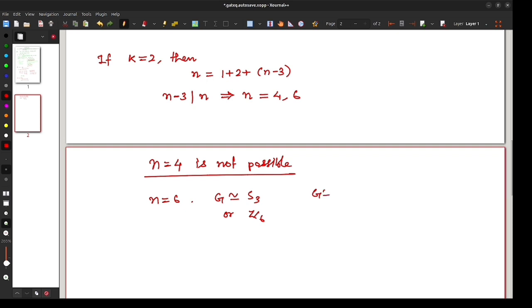If G is isomorphic to S3, then the class equation will be 6 equal to 1 plus 2 plus 3. If G is isomorphic to Z6, then the class equation will be 6 equal to 1 plus 1 plus 1 plus 1 plus 1 plus 1. So clearly, if G is isomorphic to Z6, then G has 6 conjugacy classes, which is again not possible. So in this case, G is isomorphic to S3.